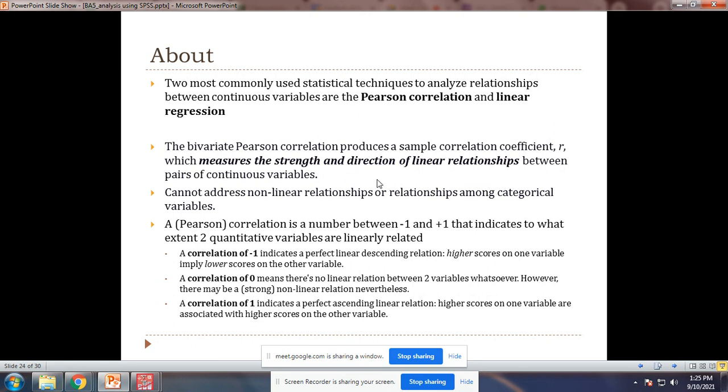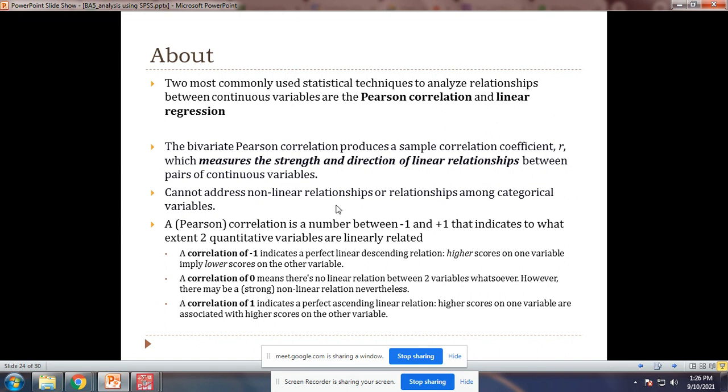And direction, I mean whether it is positive, that is an upward moving slope, or negative, that is a downward moving slope. So which direction the relationship exists for again variable x and variable y. So this is what correlation helps us to measure, the strength and the direction.